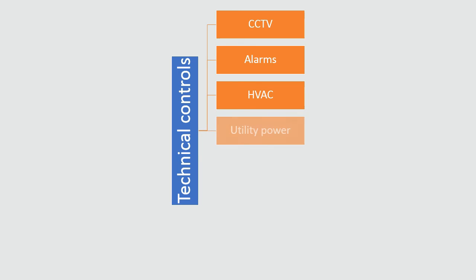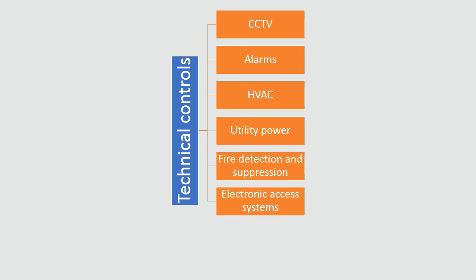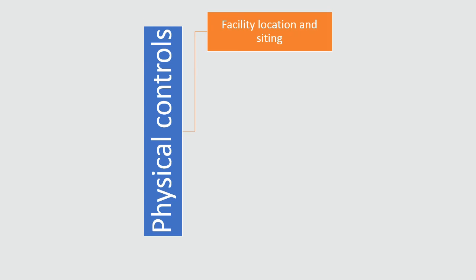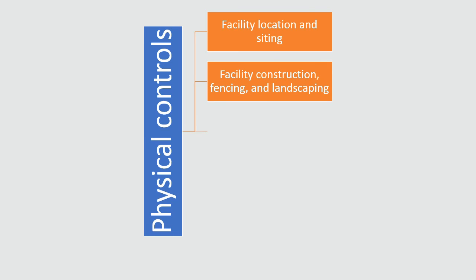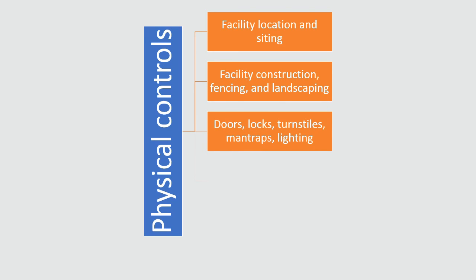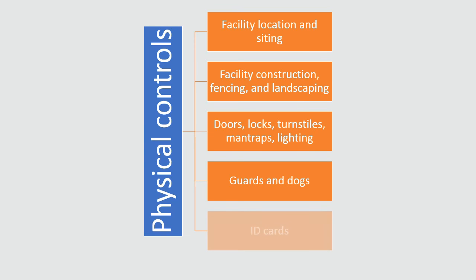Technical controls are CCTV, alarms, HVAC, utility power, fire detection and suppression, electronic access systems, and environmental monitoring. Physical controls are facility location and siting, facility construction, fencing, and landscaping, doors, locks, turnstiles, man-traps, lighting, guards and dogs, and ID cards.